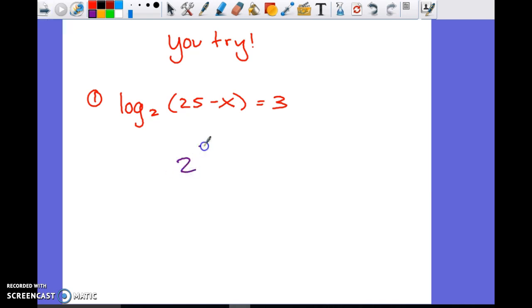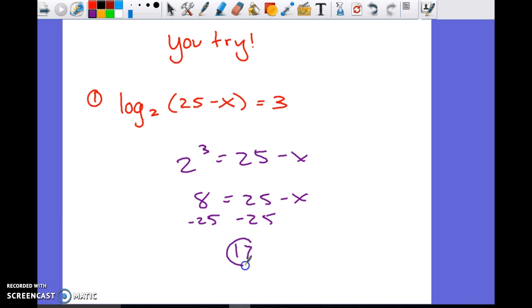Here we go. So 2 to the 3rd equals 25 minus x. That's 8 equals 25 minus x. Subtract 25. And then divide by negative 1. So 8 minus 25 is negative 17. Divided by negative 1 would be positive 17. And you can always plug that back in. 25 minus 17 is 8. 2 to the 3rd is 8.